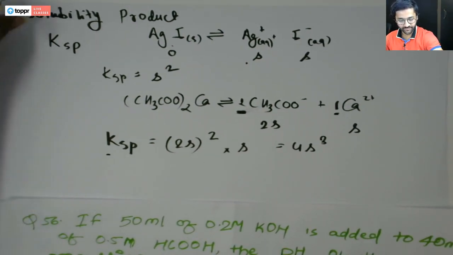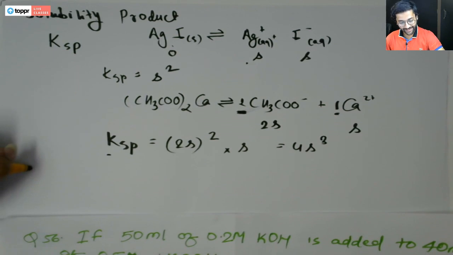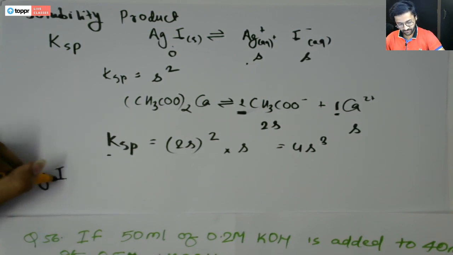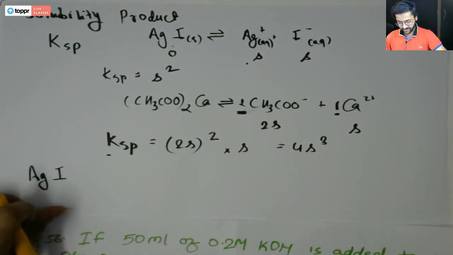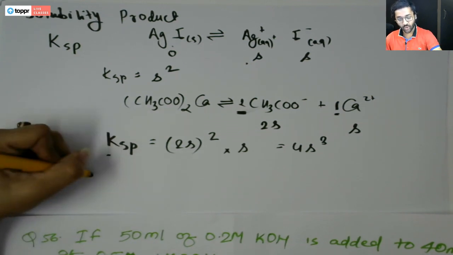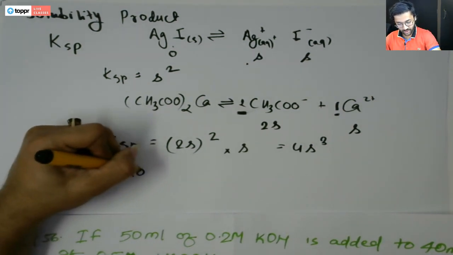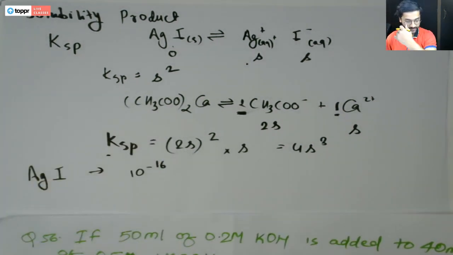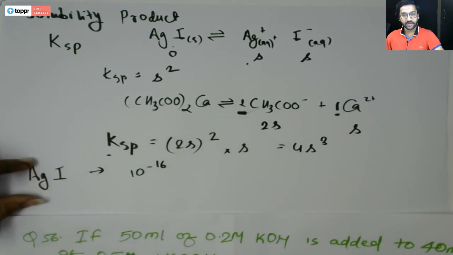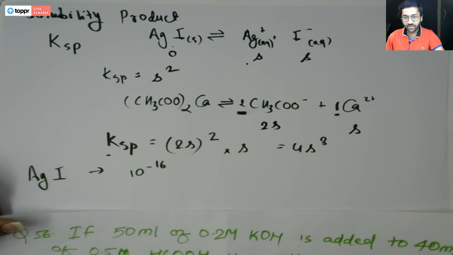The question initially gives us that AgI, silver iodide at 25 degrees Celsius, has a solubility of 10 raised to power minus 16. Now, after some time, it is dissolved with KI at 25 degrees Celsius, and then we need to find the solubility of the whole solution.